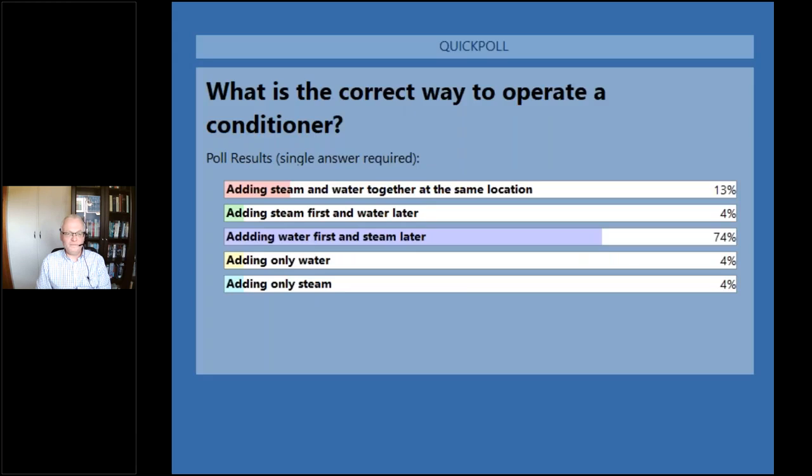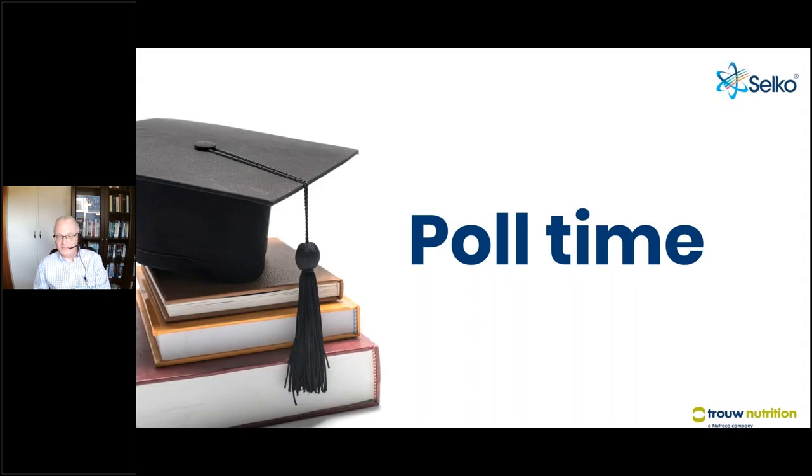Here you go. And here are the results. Yes, 74% for adding water first and steam later. And that is indeed the correct answer. So that's what we just discussed. Water needs time to penetrate the particles, and steam acts very fast, so that can be added later. That was the correct answer.